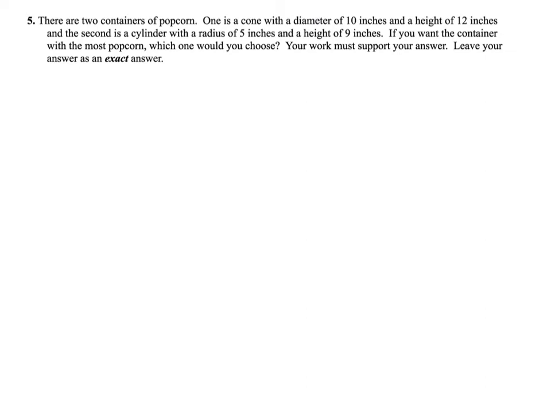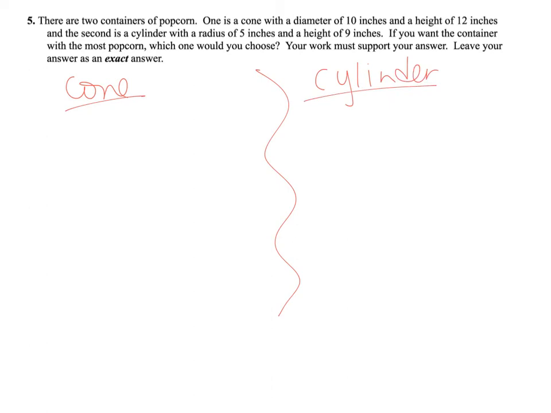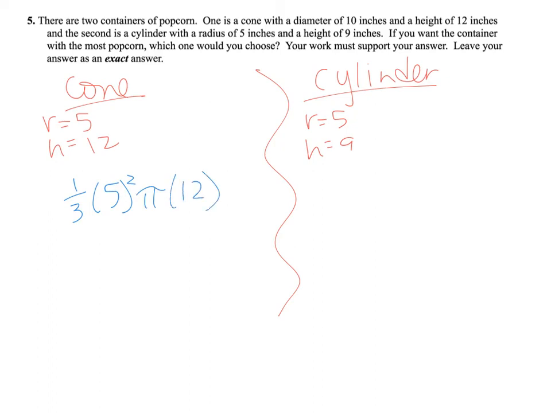And our last question, there are two containers of popcorn. We have a cone and we have a cylinder. So the cone has a diameter of 10, so a radius of 5, and a height of 12. And the cylinder has a radius of 5 and a height of 9. So the cone is 1/3 of the radius squared times pi times height. And our cylinder is our radius squared times pi times our height.